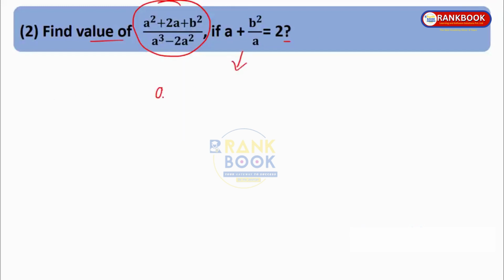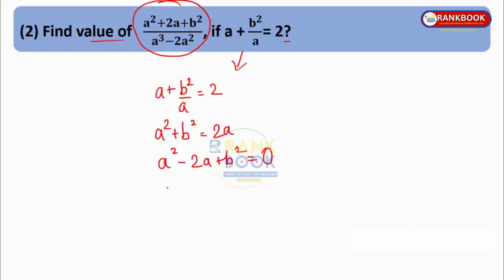Take what we have, a plus b square upon a equal to 2. So we'll have a square plus b square equal to 2a, right? So we'll have a square minus 2a plus b square equal to 0, okay? Also, what we can say is that a square minus 2a would be equal to minus b square, right?